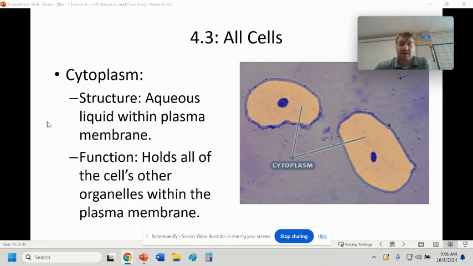So that first is the cytoplasm. This is just the aqueous liquid within the plasma membrane. This is just the stuff that's in the cell. It basically holds all the other organelles together. It holds everything between the plasma membranes. And again, this is what all cells have. So you can see this is just the inner portion here of the liquid.